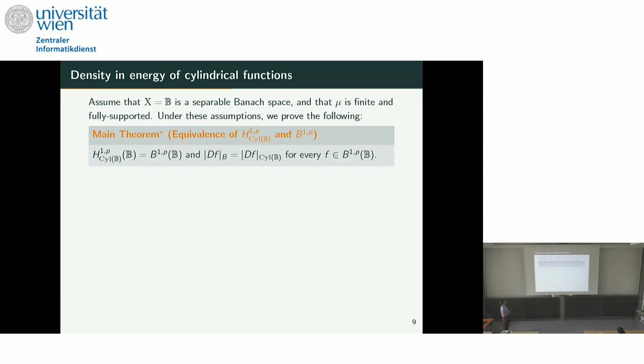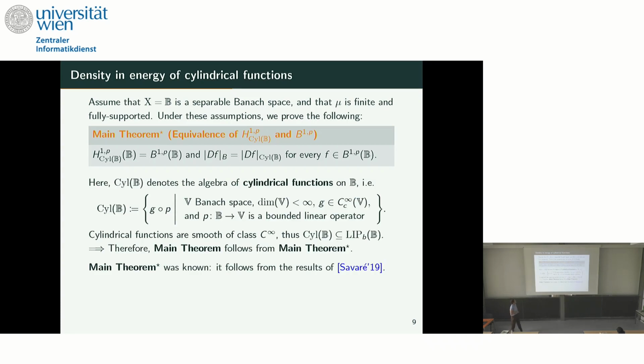Okay, under these assumptions, our goal would be enough to show that H^{1,p} is equal to B^{1,p}, where we approximate by Lipschitz functions, but I'm going to show even a little bit more: that you can approximate by cylindrical functions. Cylindrical functions are a subalgebra of bounded Lipschitz functions on our Banach space. They can be written as a composition of a smooth compactly supported function G on some finite dimensional space, and as P you take any bounded linear operator. As Giuseppe was showing yesterday, you can take finitely many elements of the dual space of your Banach space and then compose G with them.